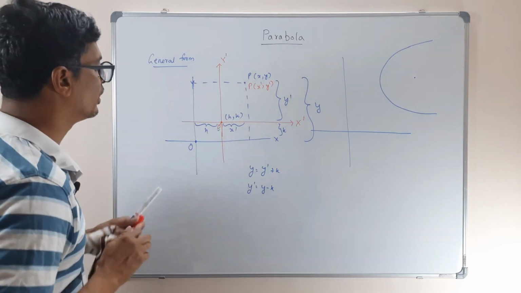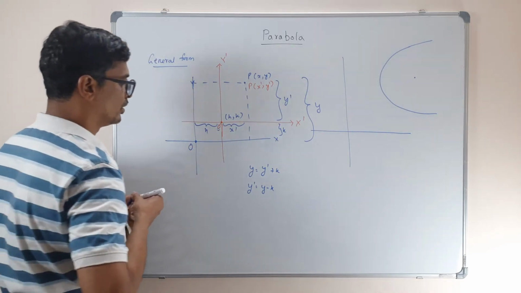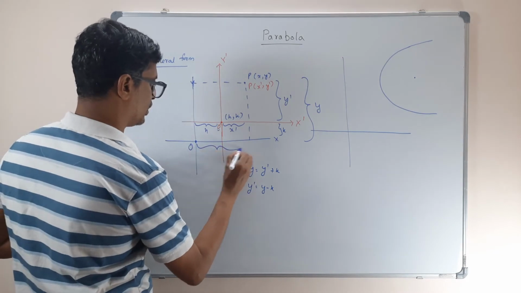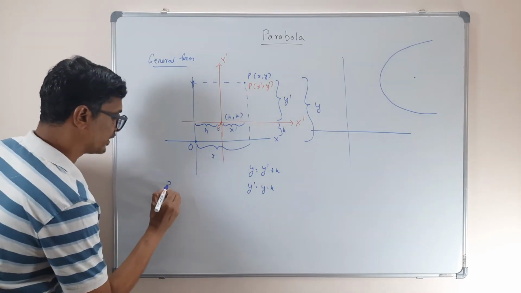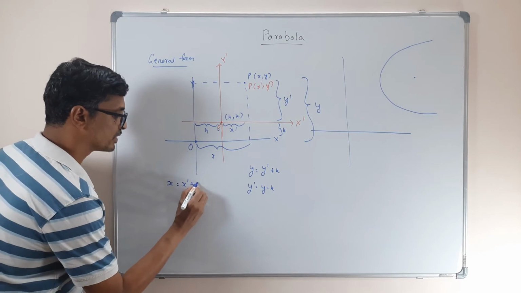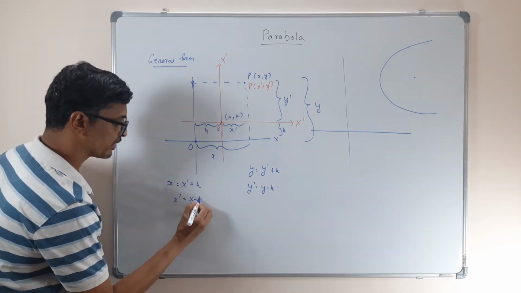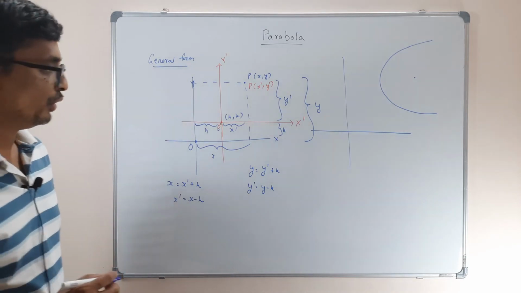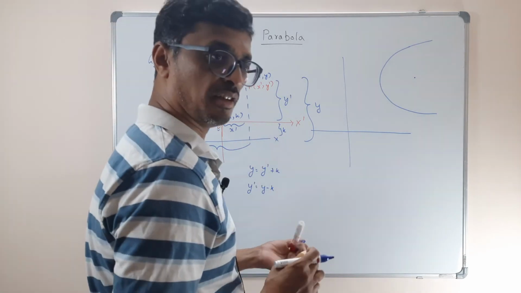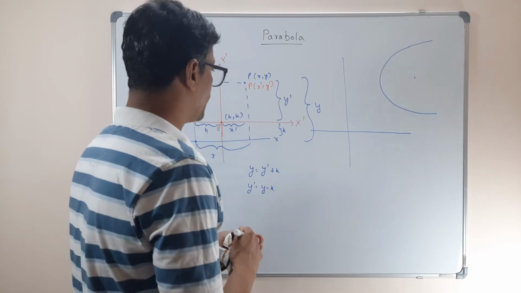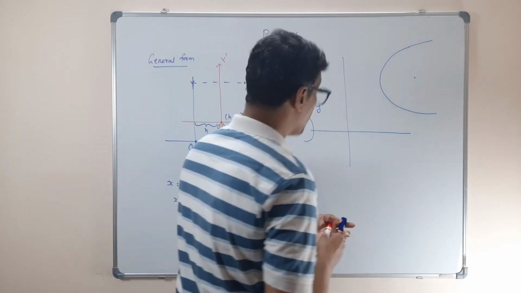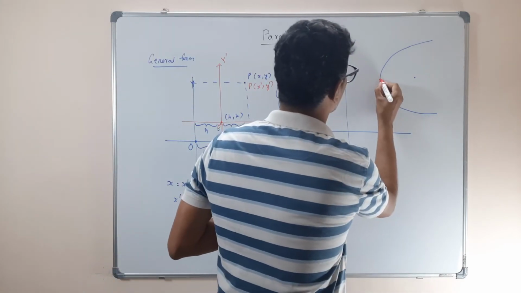Now tell me what this length will be. This is your x, right? So x is equal to x prime plus h, or x prime, in the new coordinate system, will be x minus h. The same thing we have to use. So we are going to use the same method. I will define a coordinate system.